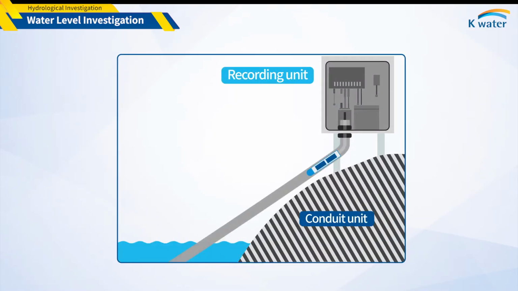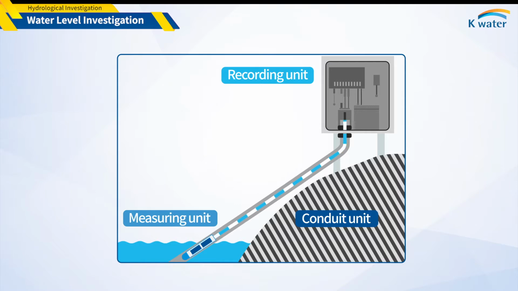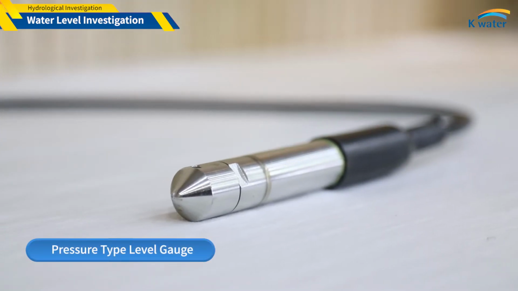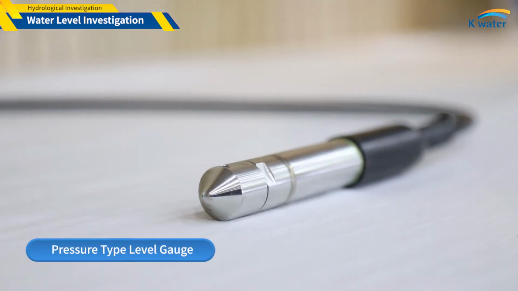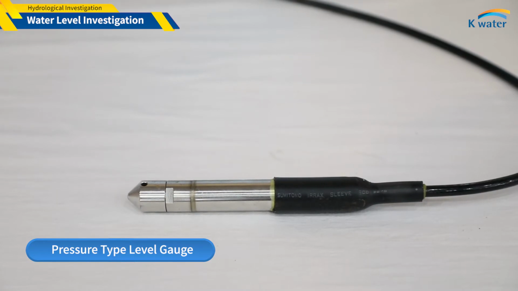The pressure type level gauge measures the water level by using the change in the pressure received by the water pressure part of the level gauge installed underwater. Level gauge should be firmly installed using protective steel pipes to prevent loss by flooding, etc., and care should be taken not to break the cable. Check whether the measuring unit is properly buried, whether there is sediment, and whether the cable is disconnected, etc., to ensure that the water level is accurately measured.